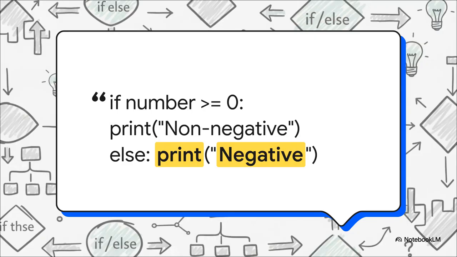So here it is in action. The program checks if a number is 0 or more. If that's true, awesome, it prints non-negative. But if it's not true, it doesn't just give up. It automatically takes that else path and concludes, well, then it must be negative.